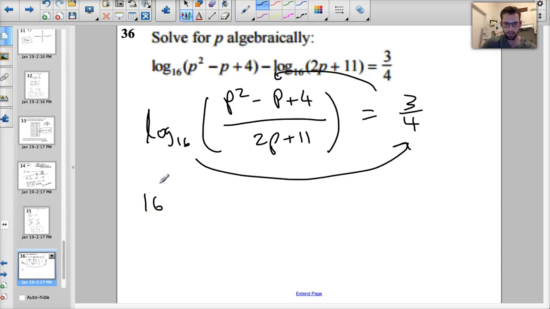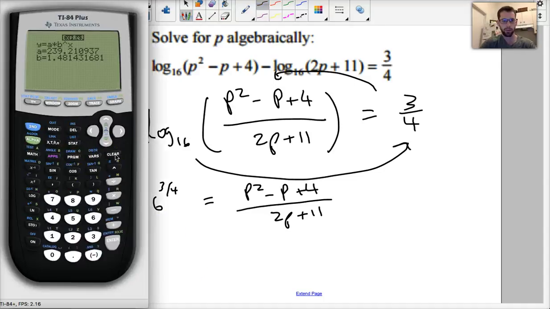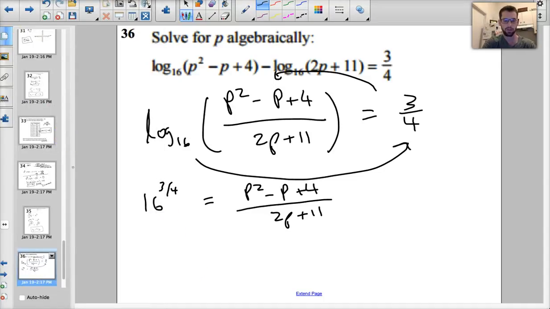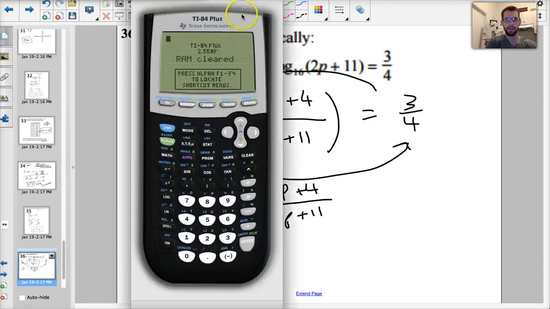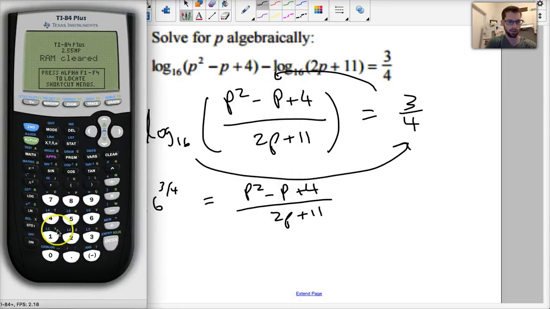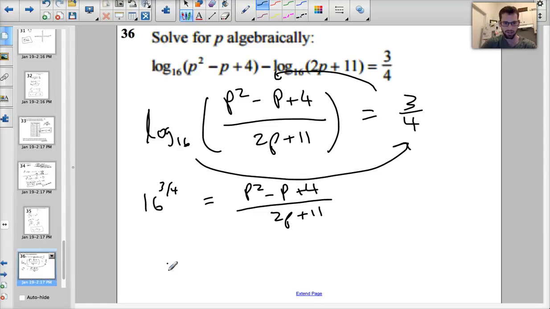So I get 16 to the 3/4 power is equal to p squared minus p plus 4 over 2p plus 11. 16 to the 3/4 power, I'm going to use my calculator to figure out. I've got to reopen my calculator because I just closed it. It's frozen on me. And I get, again, 16 to the 3/4 is 8. Great. So 8 equals all of this, p squared minus p plus 4 over 2p plus 11.